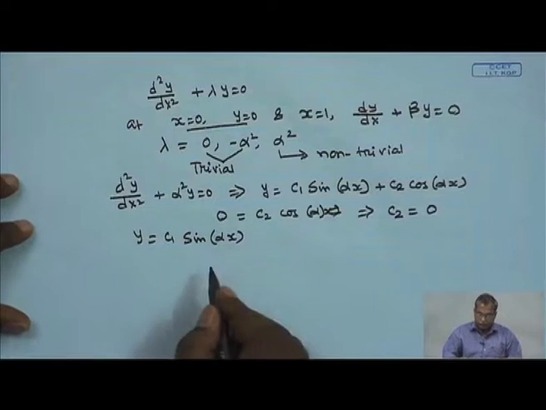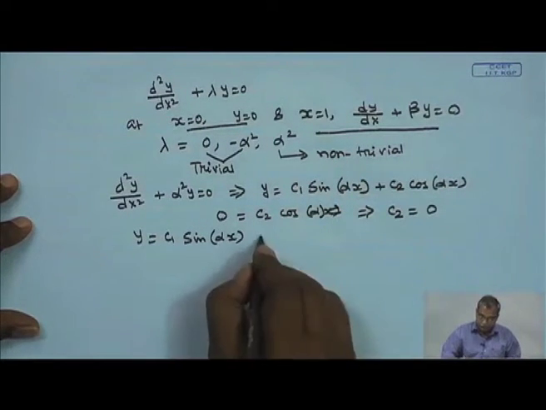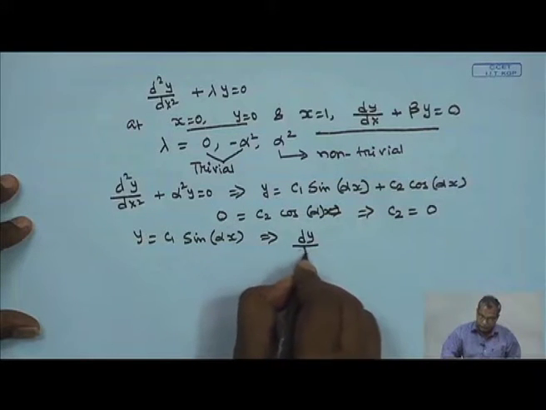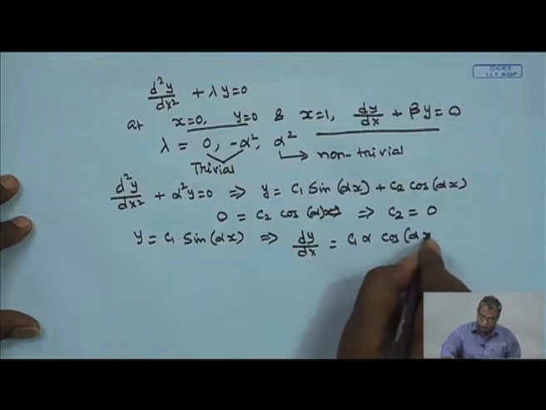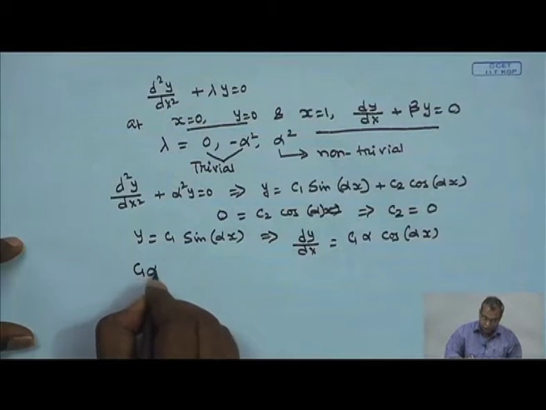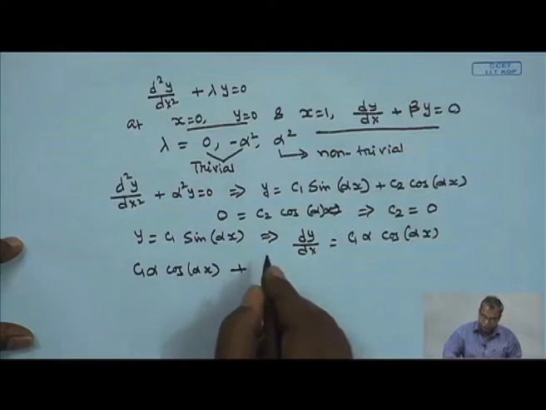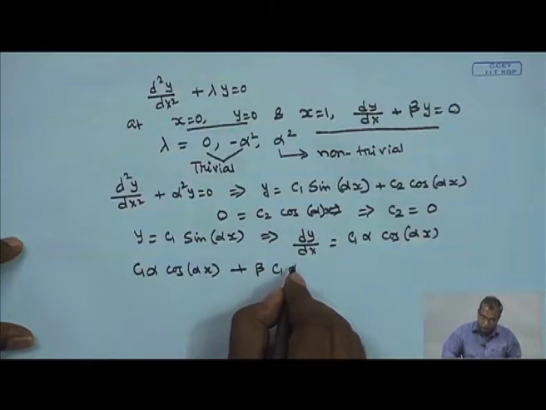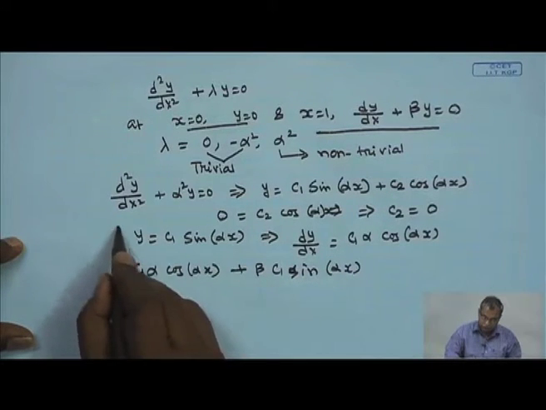Now let us put the other boundary condition, at x is equal to 1, dy/dx plus beta y equal to 0. So what is dy/dx? dy/dx will be nothing but c1 alpha cosine alpha x. So dy/dx plus beta y will be c1 alpha cosine alpha x plus beta times c1 sin alpha x, where this is the solution of y.